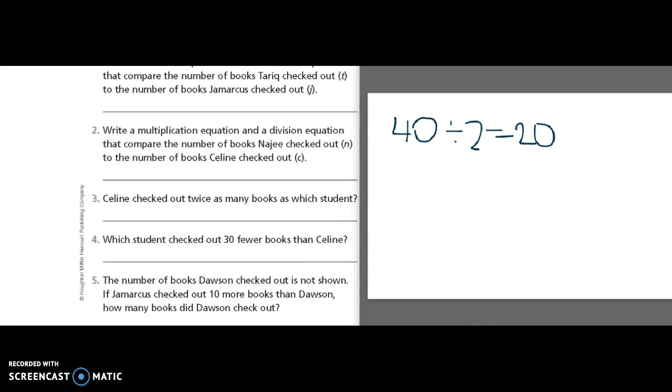Once again, Celine, we already know, had 40. And we have our keyword here, which is fewer. So what is our math problem we need to do there? It's going to be subtraction. So we're going to be doing 40 minus 30. That's going to equal 10.